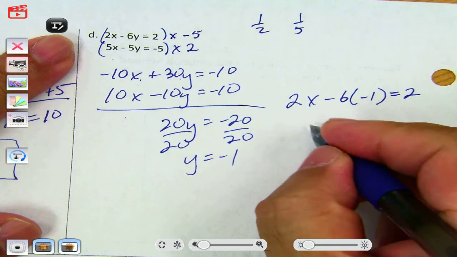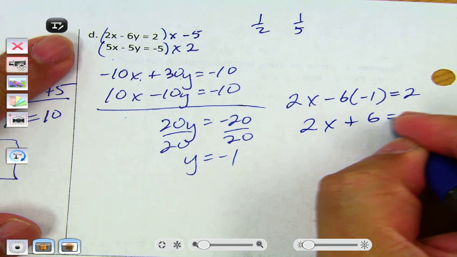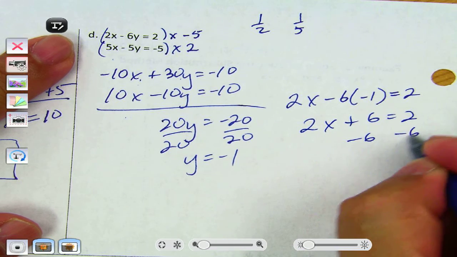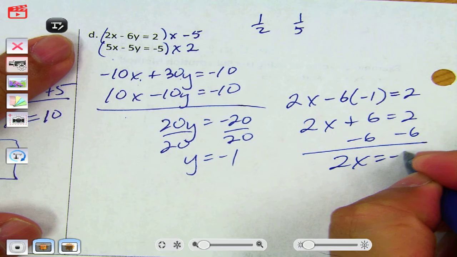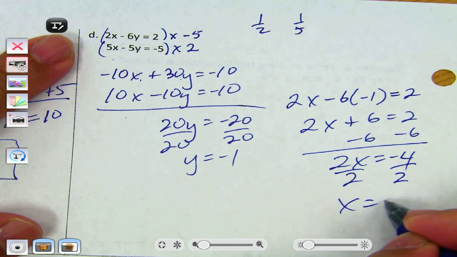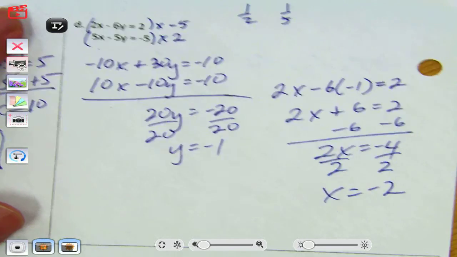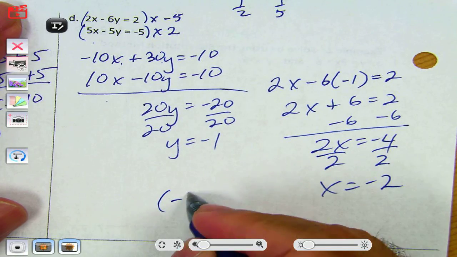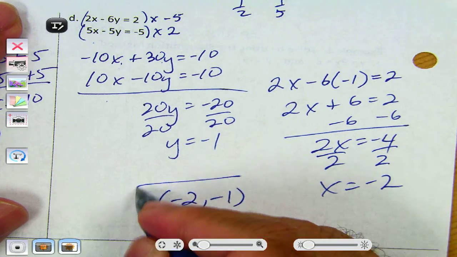So this becomes 2x plus 6 equals 2. Subtract 6. 2x equals negative 4. Divide by 2. x equals negative 2. Final answer is an ordered pair, negative 2, negative 1.